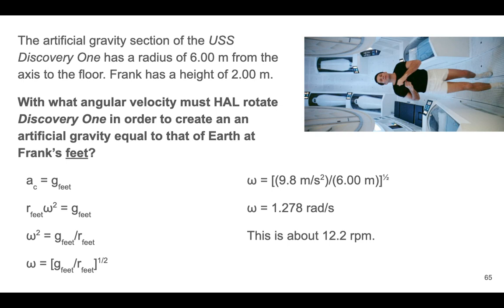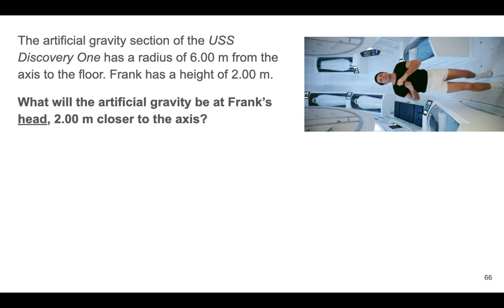The idea here is that if this computer rotates the ship around at that angular velocity, the centripetal acceleration at Frank's feet will be equal to regular acceleration here on Earth, 9.8 meters per second squared. Regular g here on Earth, 9.8 meters per second squared. So yeah, we've solved for omega.